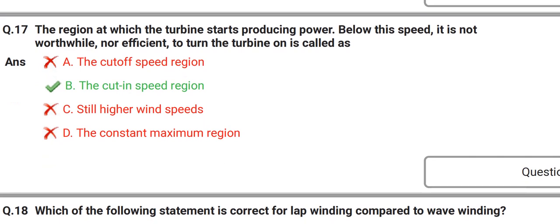The region at which the turbine starts producing power. Below this speed, it is not worthwhile nor efficient to turn the turbine on. It's called as... So the cut-in speed is defined as the cut-in point. Okay, it's the point at which the turbine starts generating electricity from turning. Okay, so option is the cut-in speed region, in which region we turn on the turbine.